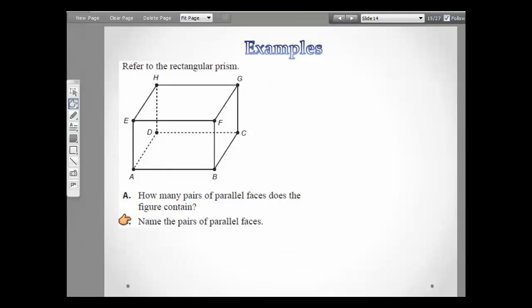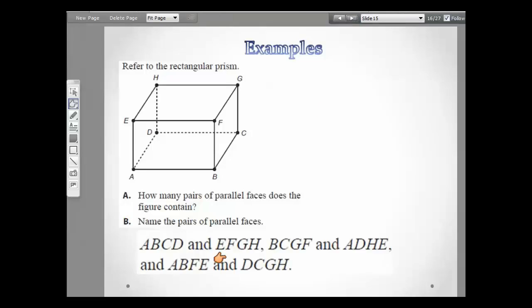B says, name the pairs of parallel faces. Well, here you can name quadrilaterals, but what you're really naming is the planes. Let's look and see how we named it. We named it as quadrilaterals. You've got quadrilateral ABCD and EFGH. ABCD, that's the bottom and the top. Then you've got BCGF, that's the right, and ADHE is the left. ABFE is the front, and DCGH is the back.